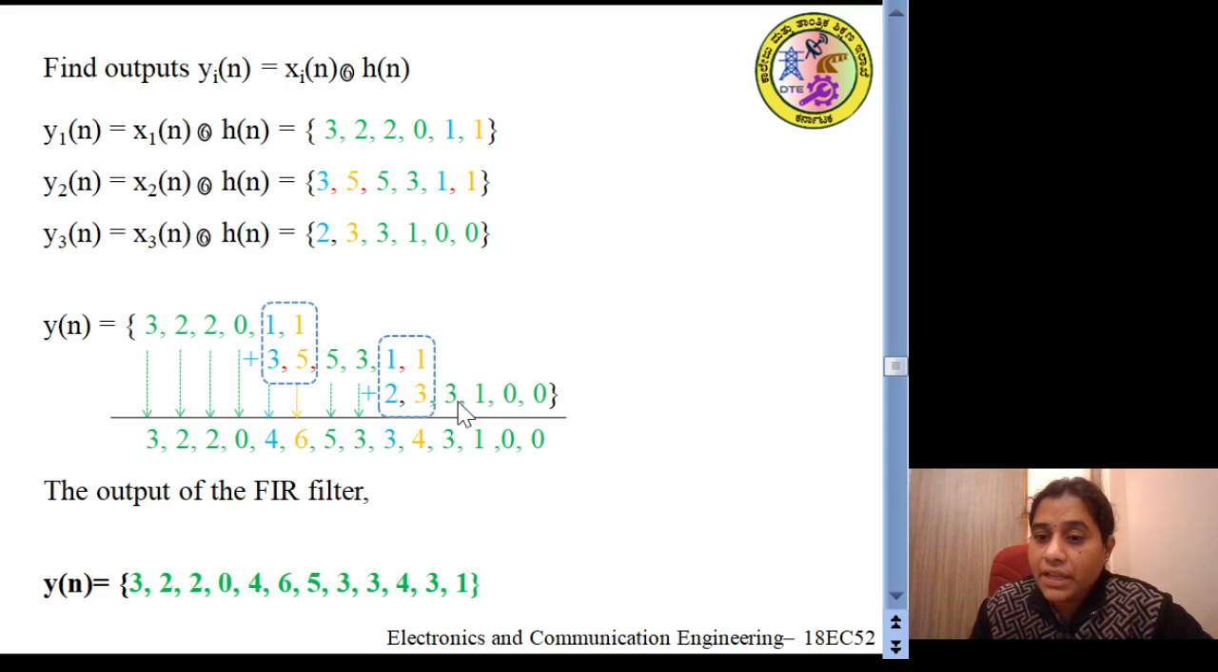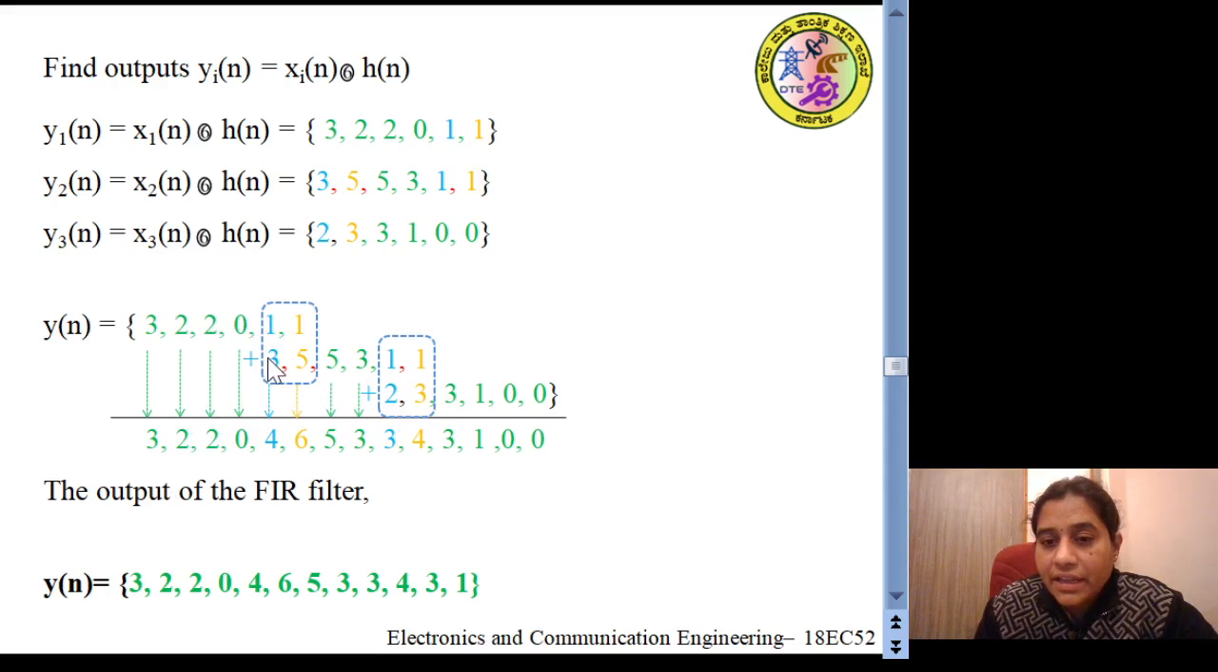So 2, 3, 3, 1, 0 and 0. Now we are overlapping these. Then as these are not overlapping with any of the values, we are keeping them as they are. And the samples which are overlapping each other are getting added here. So 3, 2, 2, 0.